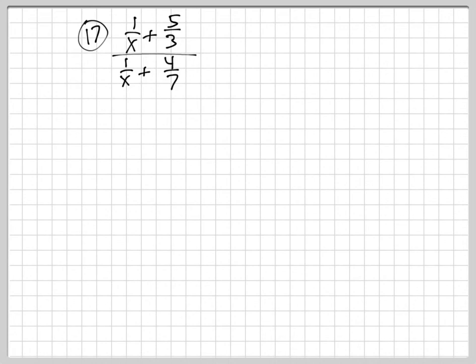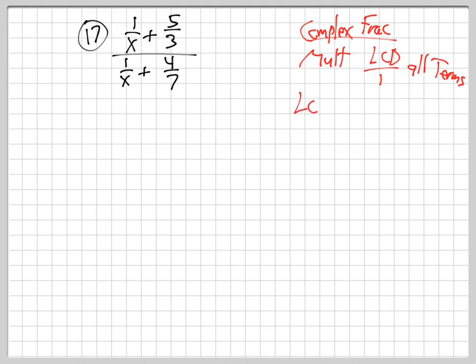So, fractions over fractions. Complex fractions. What do we do to clean them up? The LCD. Yep. So, complex fraction: multiply LCD over 1 by all the terms. But what is the LCD here? One of each denominator piece, right?